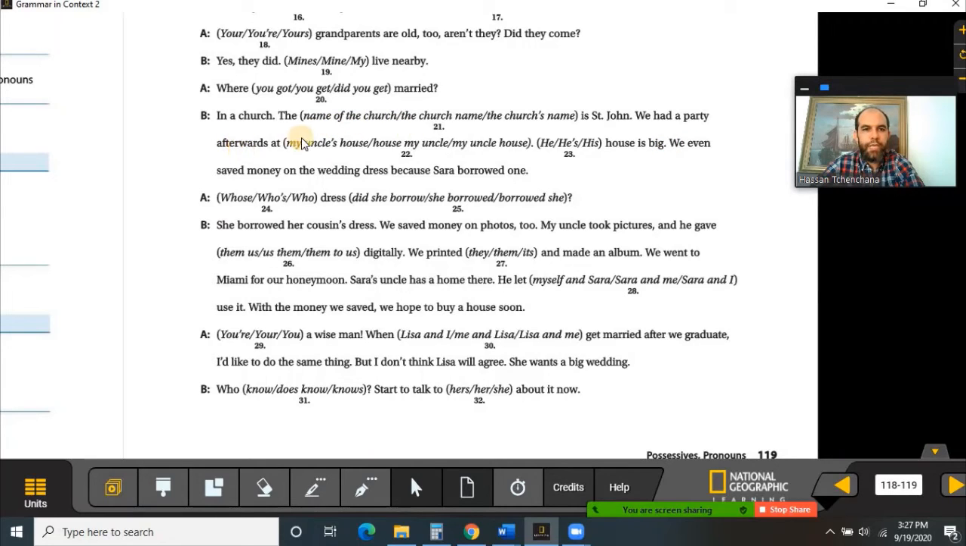With a party afterwards at my uncle's house, my uncle house. The correct answer is my uncle's house. It shows the correct way of possession, apostrophe and an S. His house. We have a noun. We need an adjective that describes this noun. It's his, the third one. Let's move on. 24.